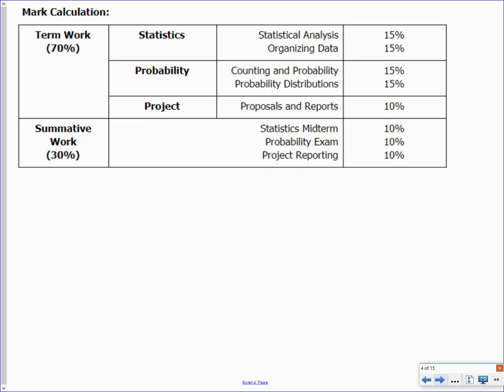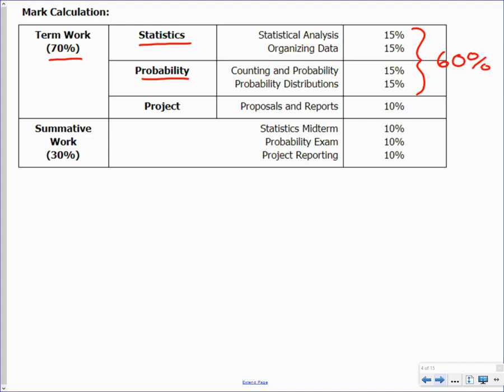So if we look at how your mark is going to be calculated here, 70% of it is term work. By term work, we mean any assignments or any tests that you do during the term. So there's some for statistics, there's some for probability, and these two large groups are then broken down again into, for instance, statistics is broken down into a section on statistical analysis and a section on organizing data. Each of these is worth 15%. So altogether, all of this stuff is 60% of your final mark.